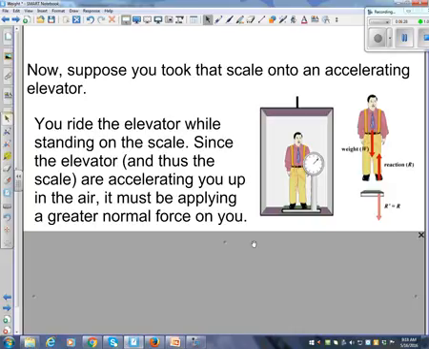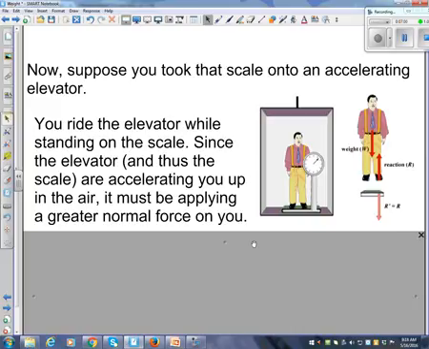Since the elevator and thus the scale are accelerating you up in the air, imagine me being accelerated in the air. Is there a force on me up? There is. Is there a net force on me? There is. Is it greater than 850? Yes. If it was only 850, I would just be either at rest or at constant speed. But because I'm accelerating, there has to be greater than 850 newtons up.